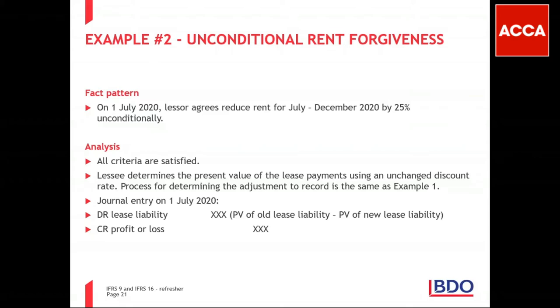This new lease liability will obviously be lower than the original lease liability since the contractual cash flows have been reduced. And again, the adjusting entry will be passed on 1st of July 2020 because the rent concession has been provided unconditionally. And from this date onwards, the lessee can take advantage of this rent concession. So the lease liability will be reduced by the differential amount and the credit will be going as a gain to the profit and loss statement.